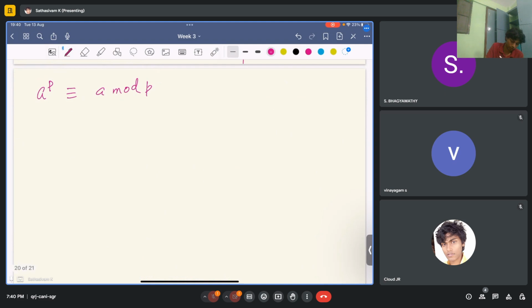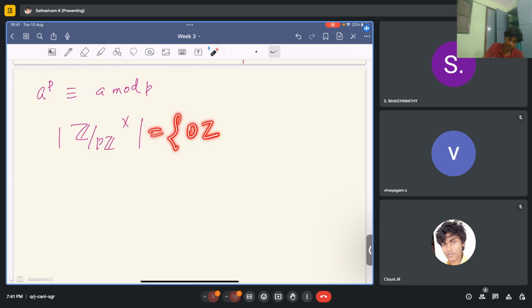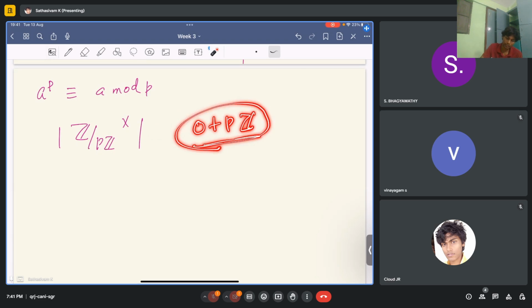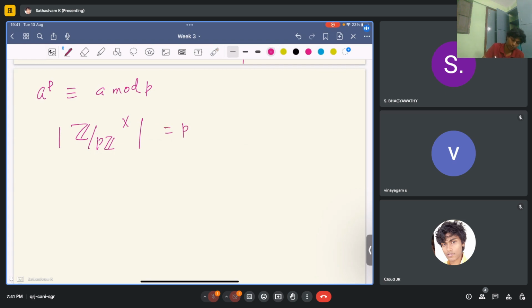So look at this (Z/pZ)*. What is the order of this? (Z/pZ)* are the invertible elements under multiplication, whatever the invertible elements are, that is what we want to look at, right? If you look at that, other than the 0 set, 0 + pZ, this has no inverse. Other than this, every other element has an inverse, right? So this cardinality is basically p minus 1.